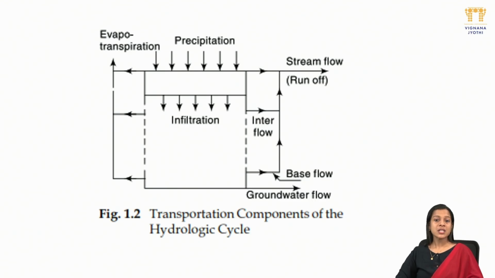Let us see the transportation component of the hydrological cycle. Here we can see and understand the sequence step by step. First, the sun heats water bodies such as oceans, lakes and rivers. This causes evaporation. The water vapor rises into the atmosphere, cools and undergoes condensation to form clouds. When the cloud droplets become heavy, precipitation occurs in the form of rain or snow. Part of this water infiltrates into the soil, some flows as runoff into the rivers and ocean, and some becomes groundwater. This process continuously repeats and forms the hydrological cycle.